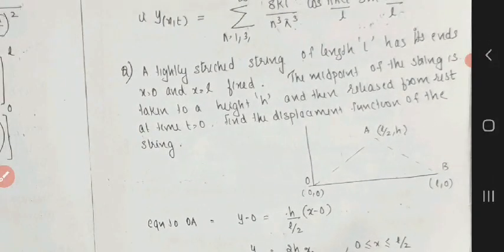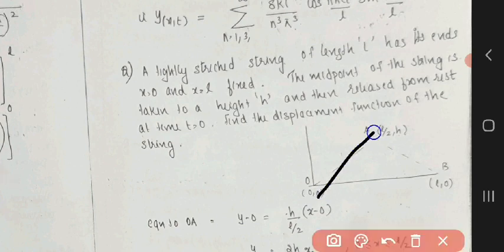And the last problem is also a different one. What is the last problem? A tightly stretched string of length L has its endpoints at x equal to 0 and x equal to L. So same as in the earlier problem, we have a tightly stretched string of length L, and then the midpoint of the string is taken to a height h and then released. So the midpoint of the string is lifted to height h, and we release it from this position.